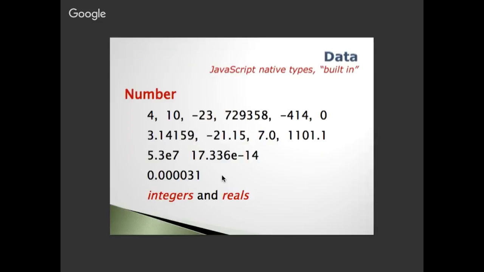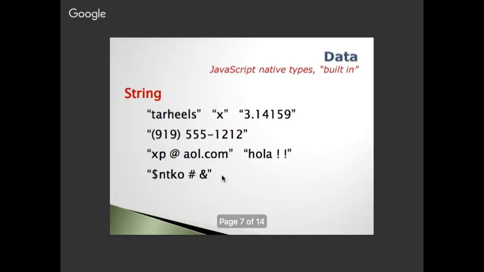4, 10, -23, 79, 729, 358, and so on. Keep on going with all that. These are what's called integers and reals, just by the nature of the number, by how you're looking at it, right? Integers would be the 4 and the 10. The reals would be your -21.15, your 17.336e to the negative 14th power. So all of these are native data types built in to JavaScript.